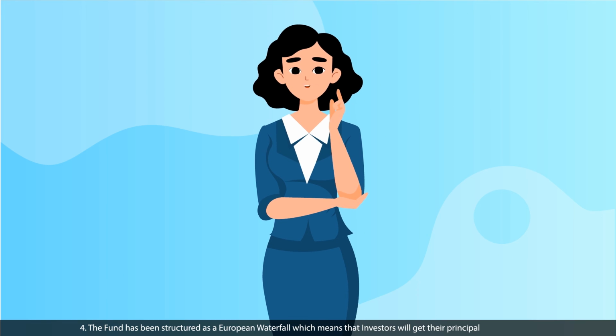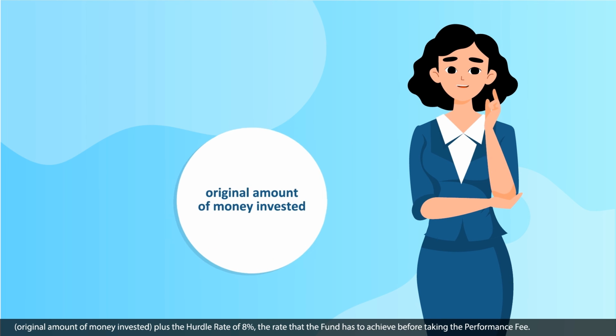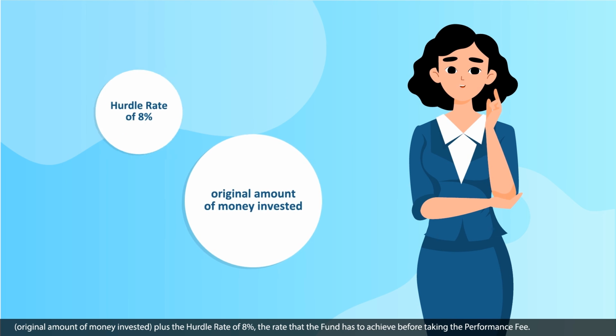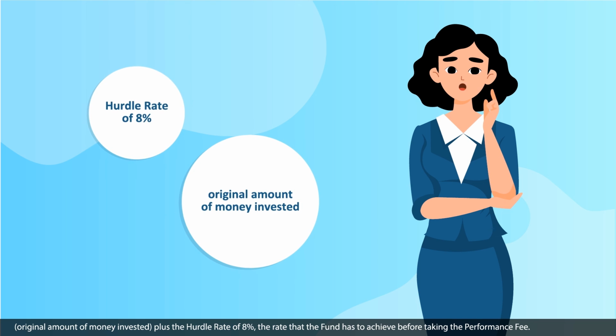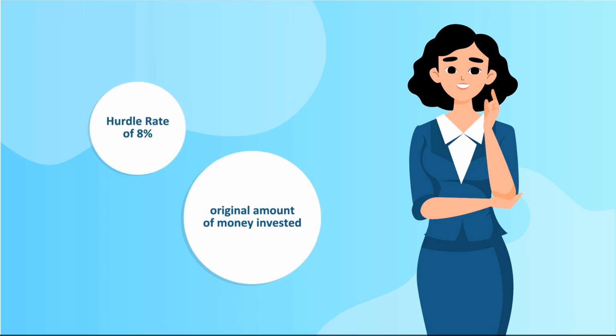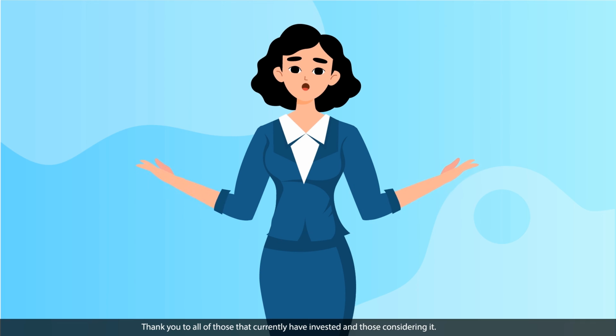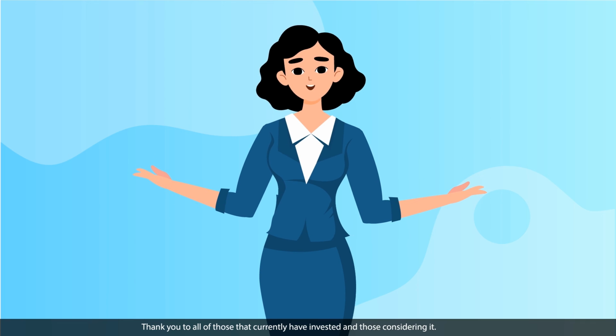4. The fund has been structured as a European waterfall, which means that investors will get their principal, the original amount of money invested, plus the hurdle rate of 8%, the rate that the fund has to achieve before taking the performance fee. Thank you to all of those that currently have invested and those considering it.